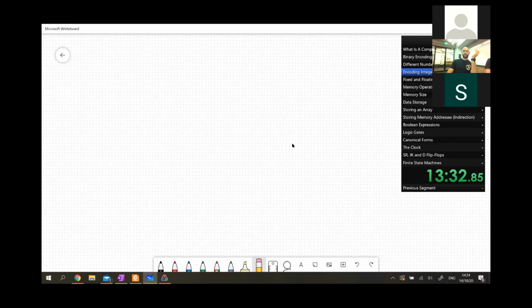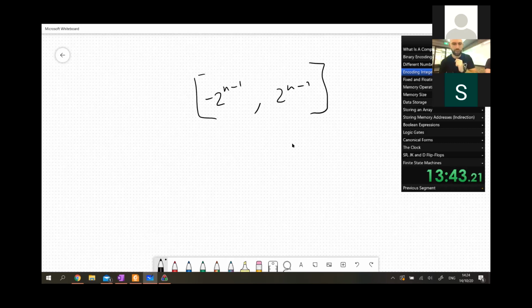And so what does that get us? That gets us from minus 2^(n-1) to 2^(n-1). Okay. That's our range. Now there's a problem with this. We encode 0 twice. We have a negative 0 and a positive 0.